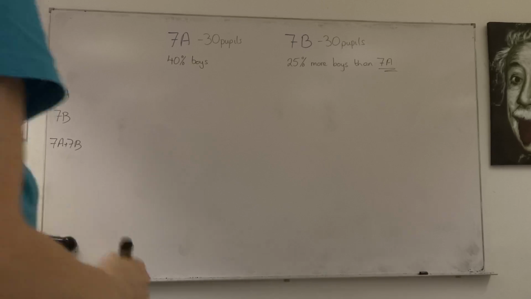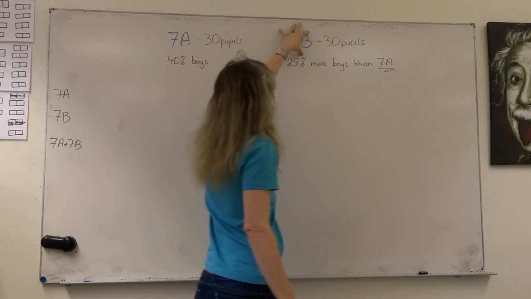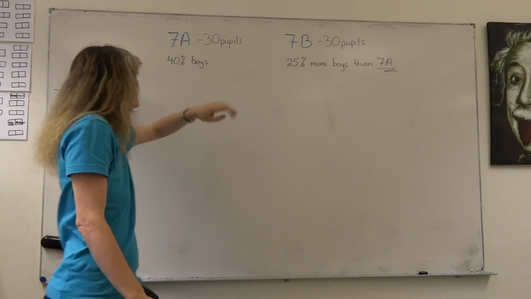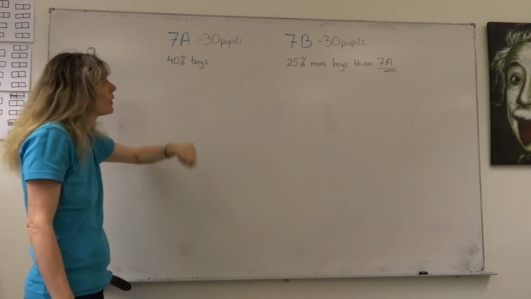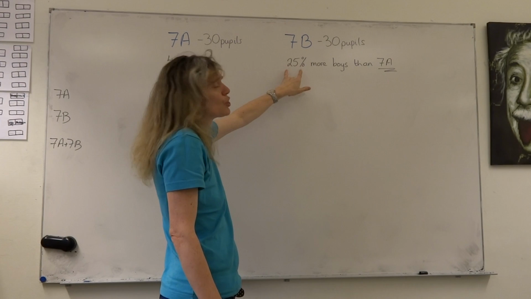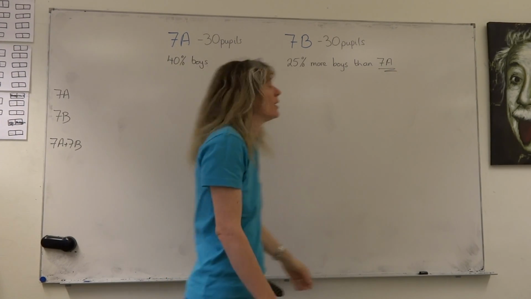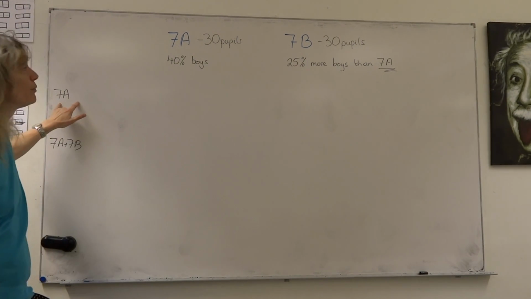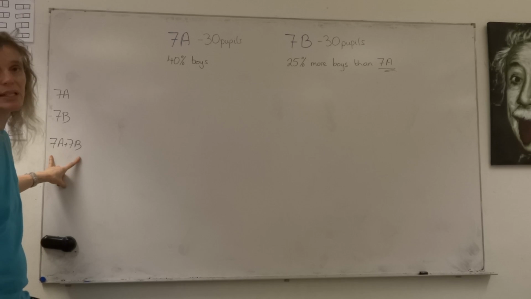We have a question here about two classes. 7A has 30 pupils and 7B also has 30 pupils. In 7A, 40% of the pupils are boys. In 7B, they have 25% more boys than there are in 7A. And we're expected to work out the number of boys in 7A, the number of boys in 7B, and the number of boys in total.